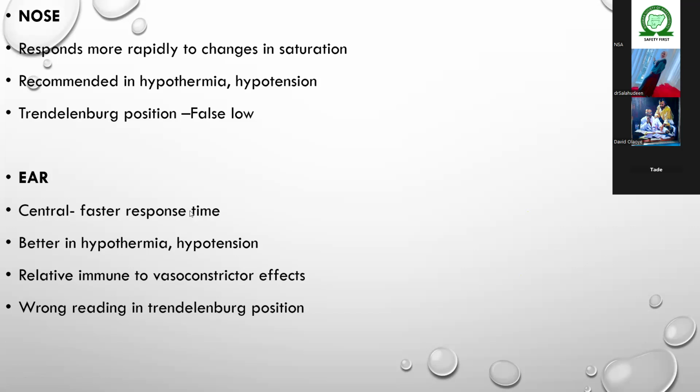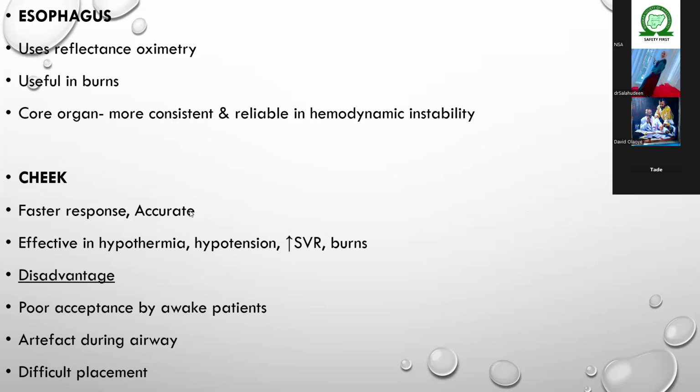The esophageal site uses reflectance oximetry. So I will put it the way we put our Doppler, then just put the lights there to pick it up. It's useful in bones, is a core organ. It can give us a more consistent hemodynamic stability.